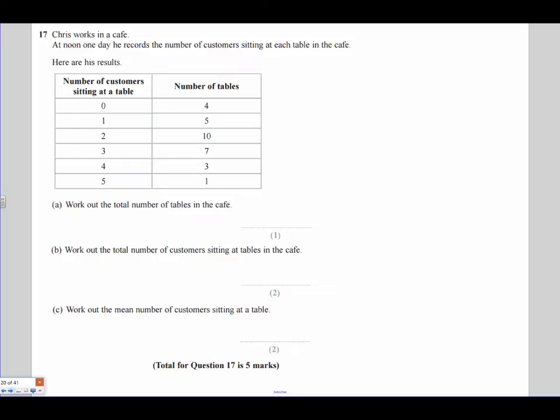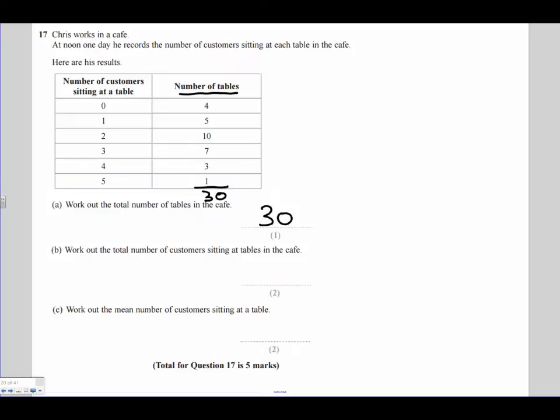Question 17. Chris works in a cafe. At noon one day, he records the number of customers sitting at each table in the cafe. Work out the total number of tables in the cafe. Well, this tells us the number of tables in the cafe, so we just need to add these up. 4 and 5 is 9, and 10 is 19, 26, 29, 30. So there are 30 tables in the cafe.